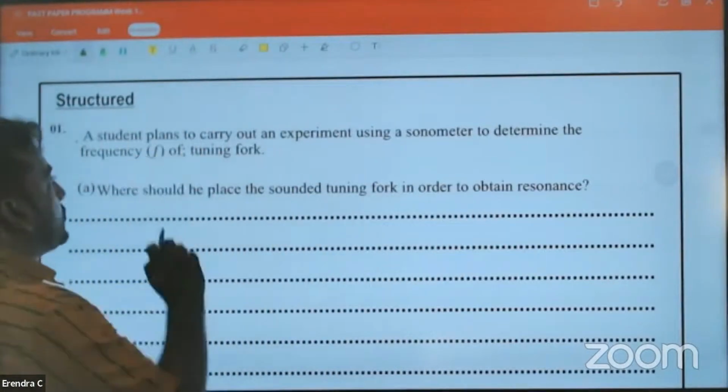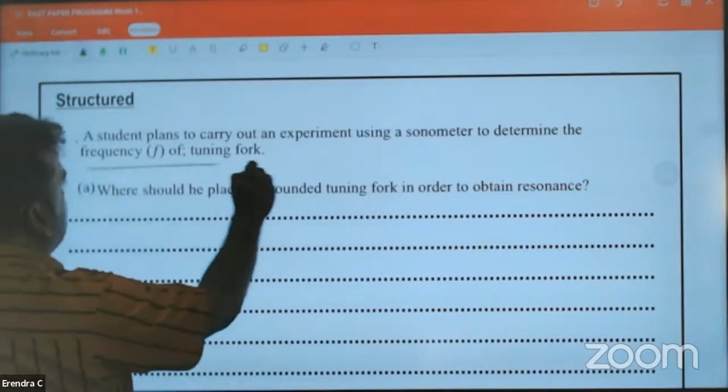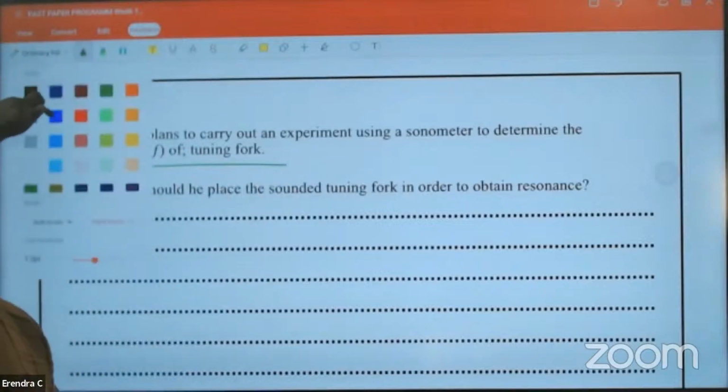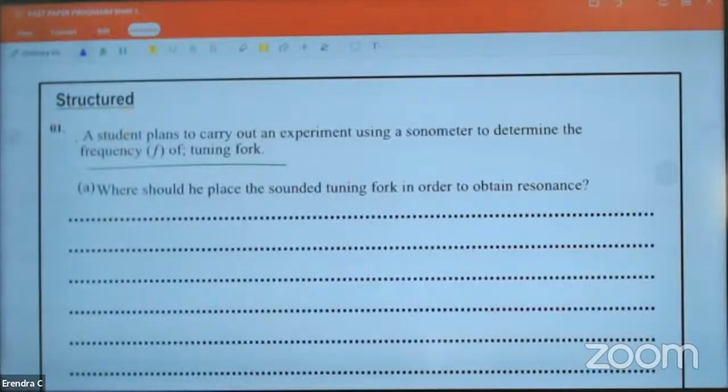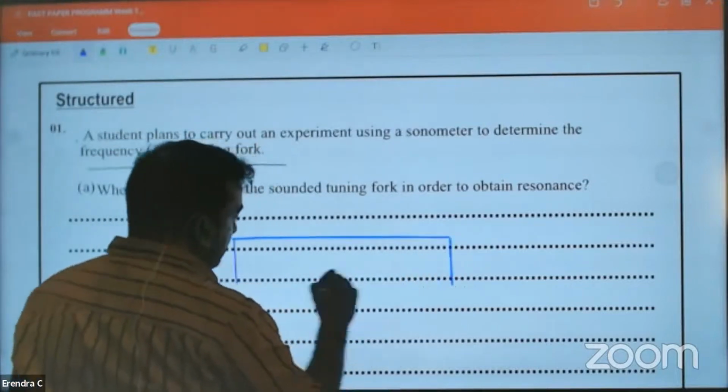A student plans to carry out an experiment using a sonometer to determine the frequency of a tuning fork. Where should he place the sounding tuning fork to obtain resonance? Now remember, sonometer box is here.